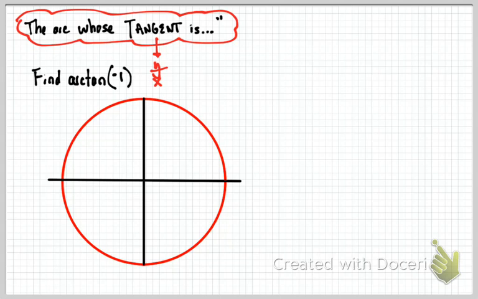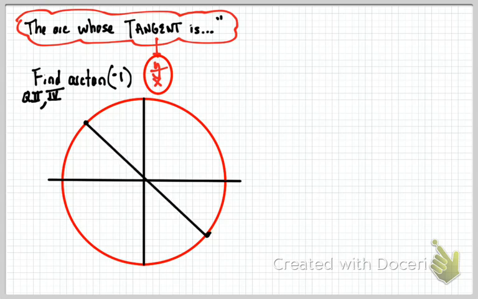Okay, so if we're thinking of arctan of negative 1, we need to figure out where on our unit circle our y and our x coordinate are the same. And another way of thinking about it, what quadrants is arctan negative? Now, from All Students Take Calculus, we know that tangent is negative in quadrants 2 and 4. And it's actually going to be negative at 3 pi over 4 and 7 pi over 4.